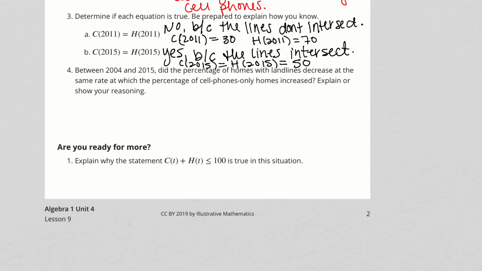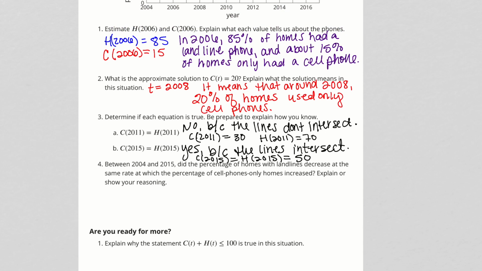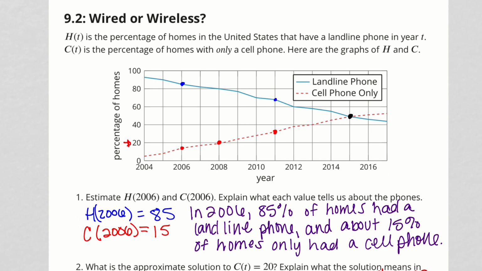So let's go up and look at that. Does it look like the landline decreased at the same rate as the cell phones increased? I mean, we could assume it's pretty close, right? So we could just say it looks roughly like they did. But if we calculated it, do you think it would be the same? I don't think it would be the same if we calculated it.